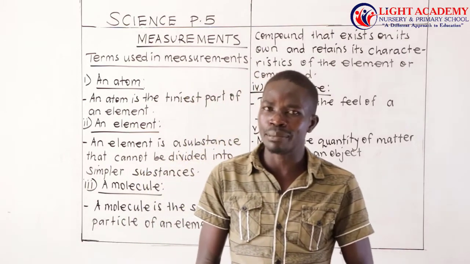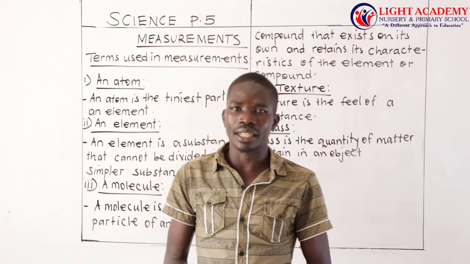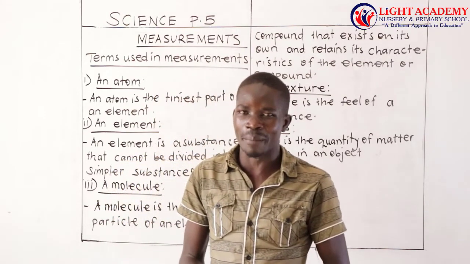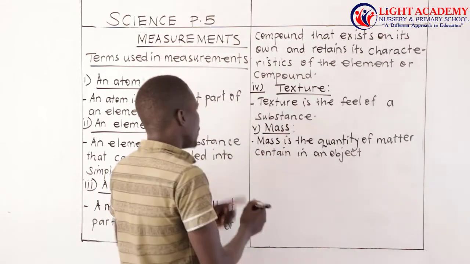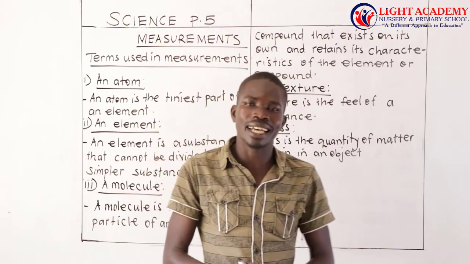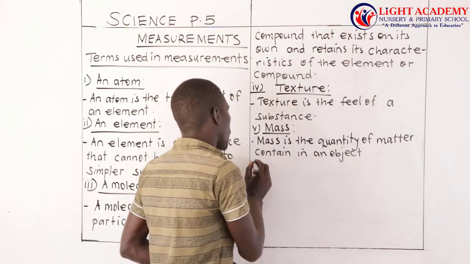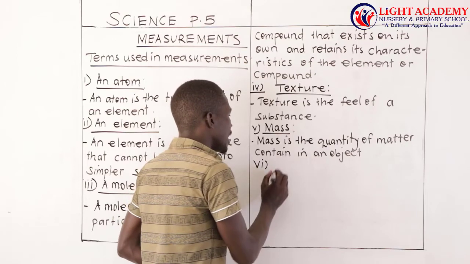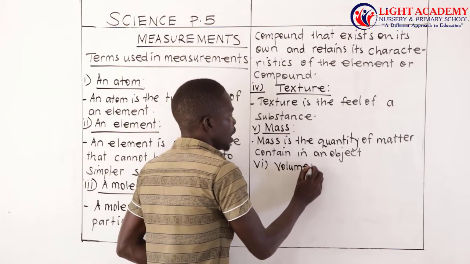Then which other term do we need to look at before we carry out the calculations under the measurements? When we talk about mass, let us even talk about volume. After mass, others teach us in which units mass is measured. We shall look at that one as we follow one by one. Another one here is what we call volume.